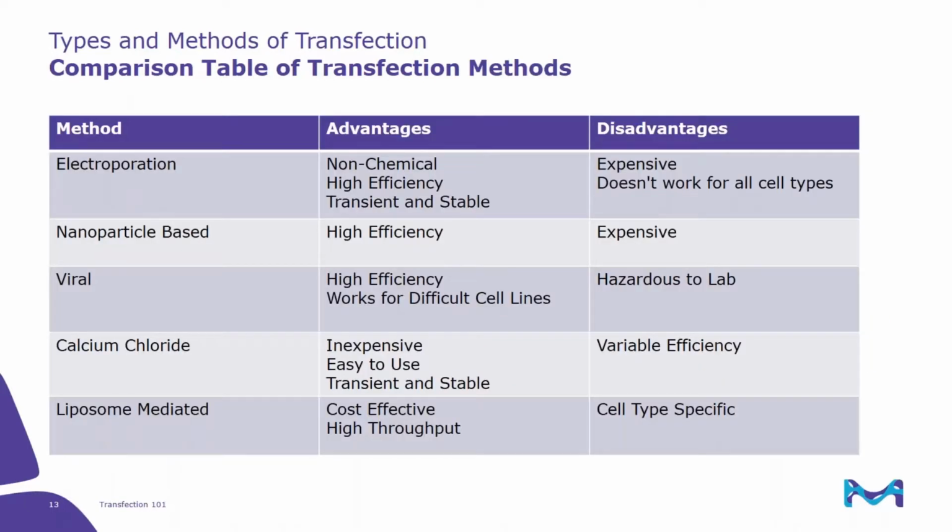This table outlines the various transfection methods discussed in the previous slides. Each method has key advantages and disadvantages that are important to consider when planning a transfection experiment. The most important point, however, is that no single transfection method is ideal for all projects.